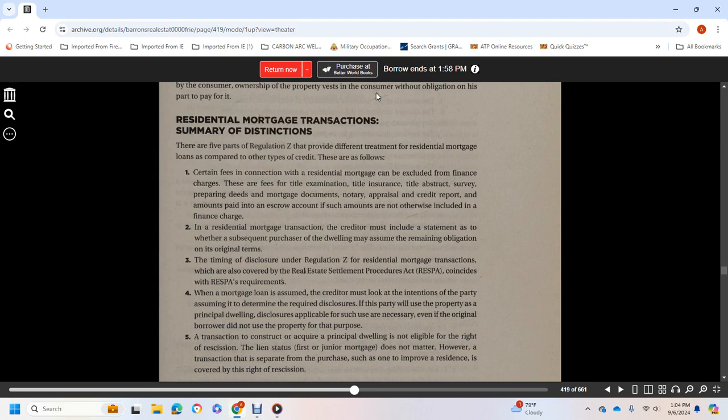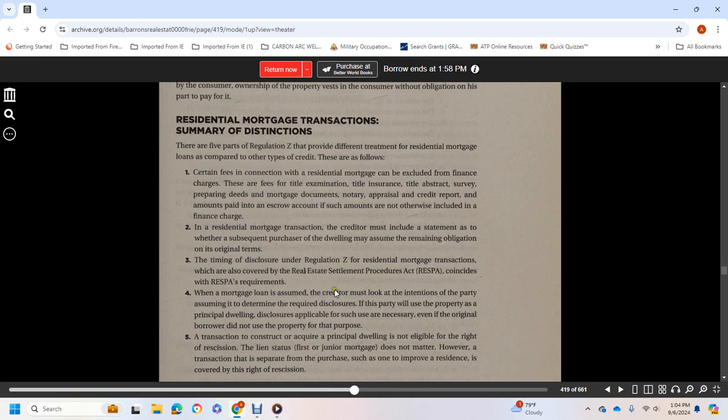For a residential mortgage transaction, the creditor must include a statement that a subsequent purchaser of the dwelling may assume the obligation on its original terms. Time of disclosure: under Regulation Z, residential mortgage transactions covered by the Real Estate Settlement Procedures Act coincide with the Real Estate Settlement Procedures Act requirements.